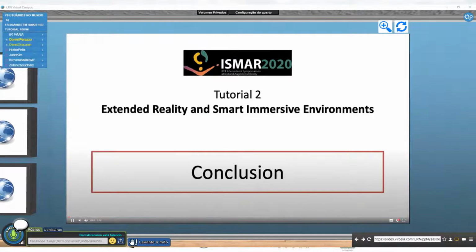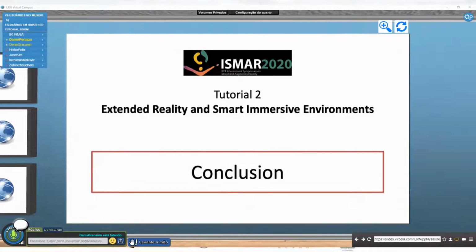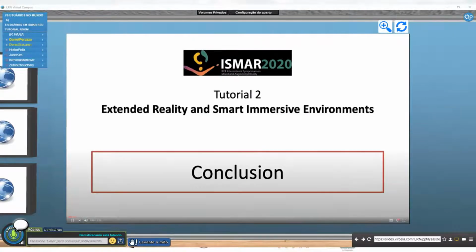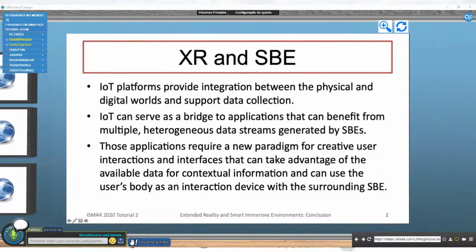In the conclusion of the tutorial, we would like to reiterate a couple of points. First, a combination of extended reality and smart built environments is possible by using Internet of Things.